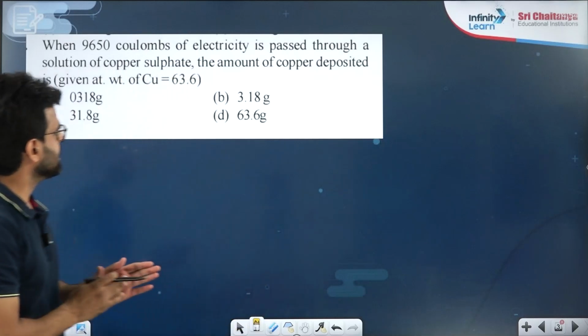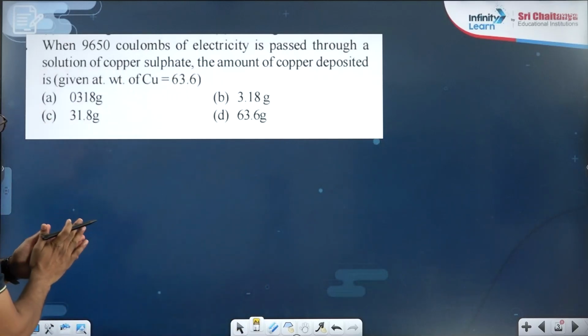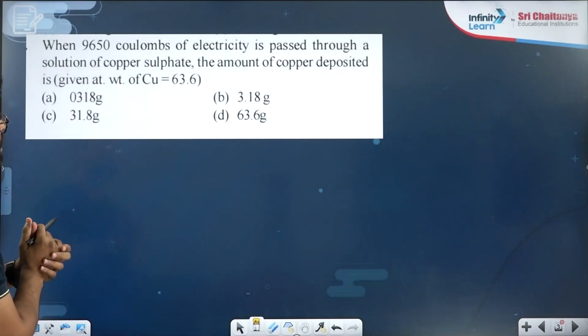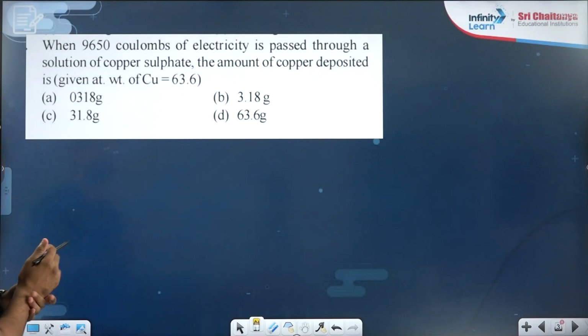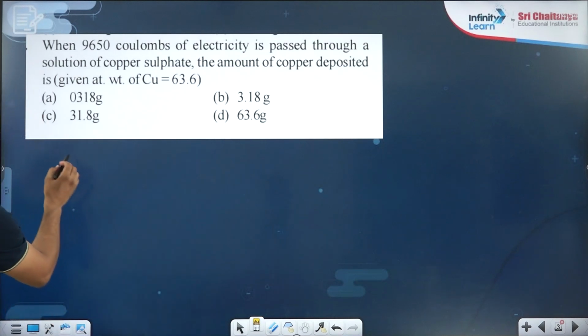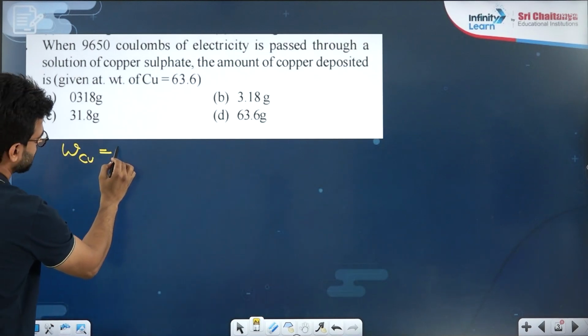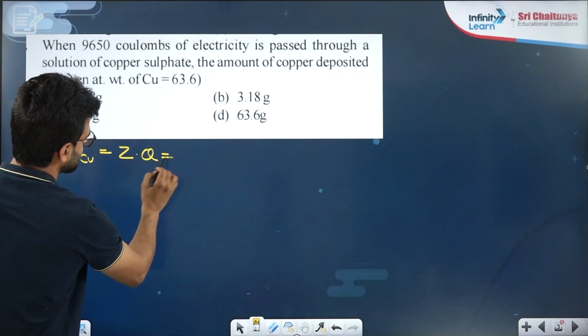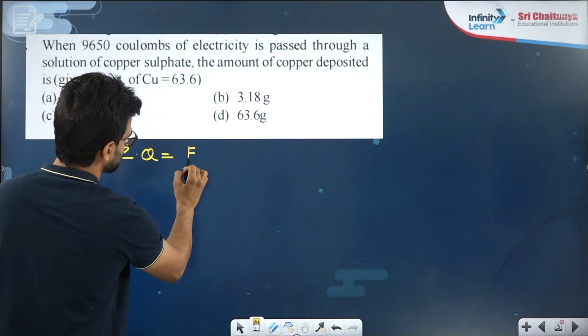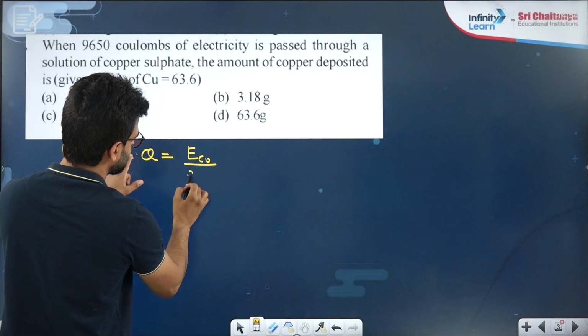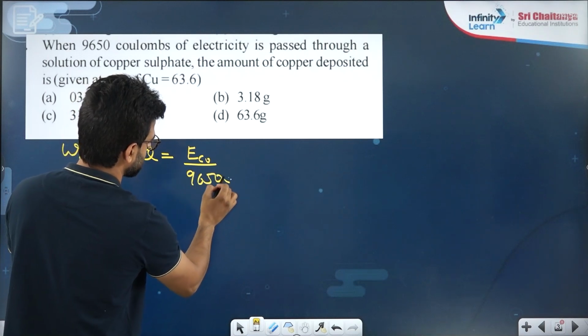First question: when 965 coulombs of electricity is passed through a solution of copper sulfate, find the amount of copper deposited. Clear, right? Very easy. I am depositing what here? Copper. So simply W equals Z into Q. What is Z here? Equivalent weight of copper divided by 96500.